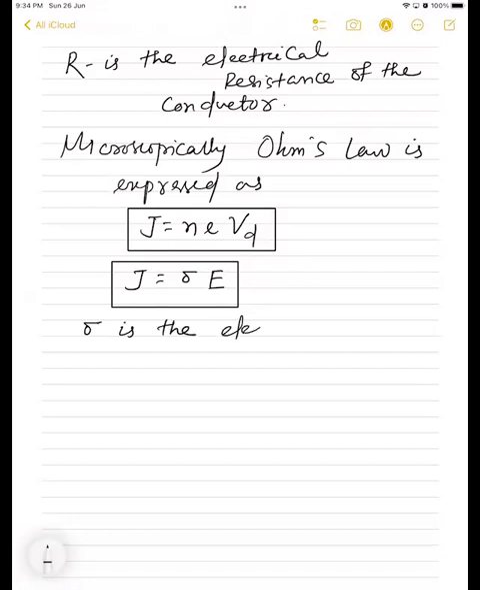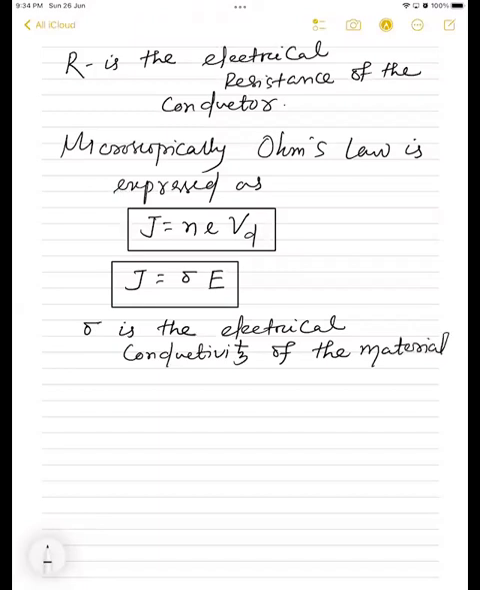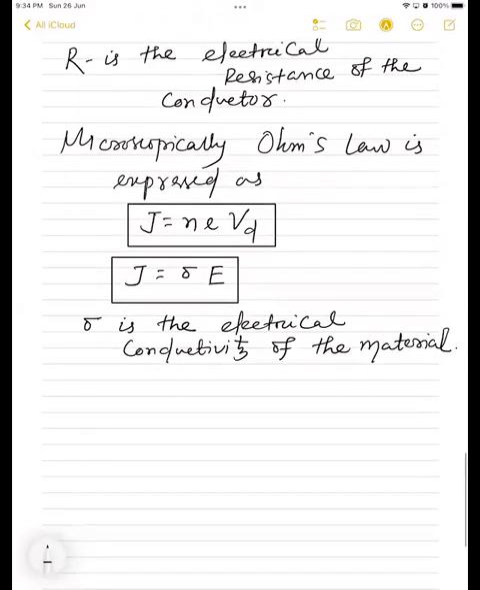electrical conductivity of the material, right? Sigma is the electrical conductivity of the material. And students, for conductors which obey Ohm's law, the more electric field we apply, the more current density, right? J is proportional to E. And what is the proportionality constant? Sigma. Sigma is the electrical conductivity of the conductor.